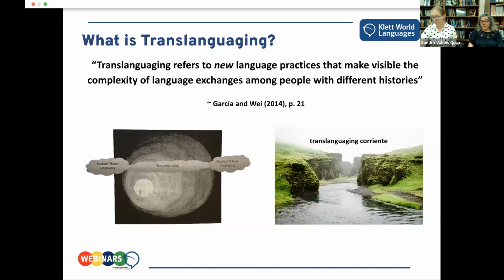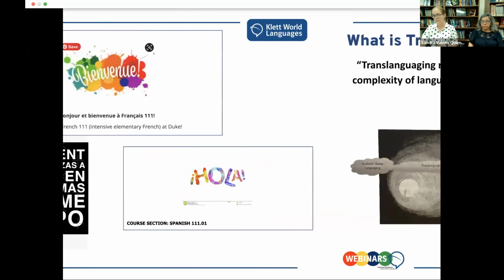The image on the right, over here, is one visual representation of the translanguaging corriente, or the idea that linguistic repertoires are made up of all an individual's languages and bridge artificial gaps between named languages to make meaning in multilingual communities.